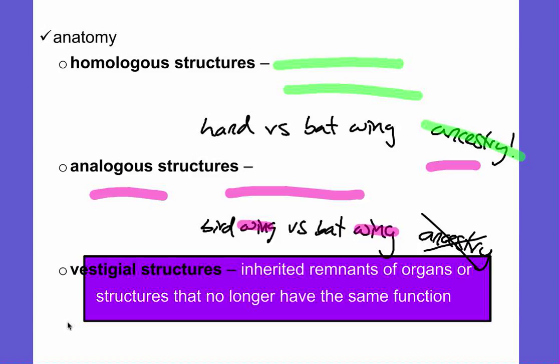Legs. So we can still assume that snakes are related to crocodiles and to turtles, and that they probably do have common ancestors because the legs are there. They just don't use them anymore. Right? They have the bones, the start of what could be legs. They just don't use them anymore.